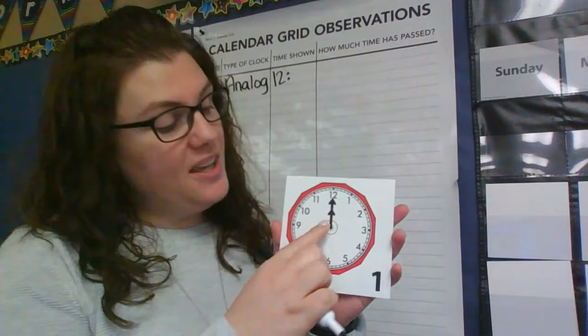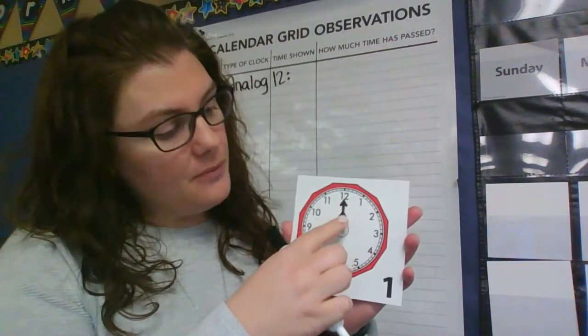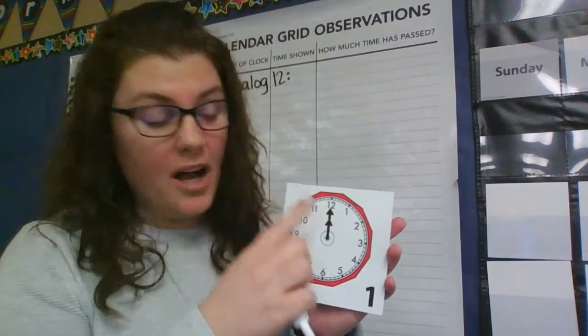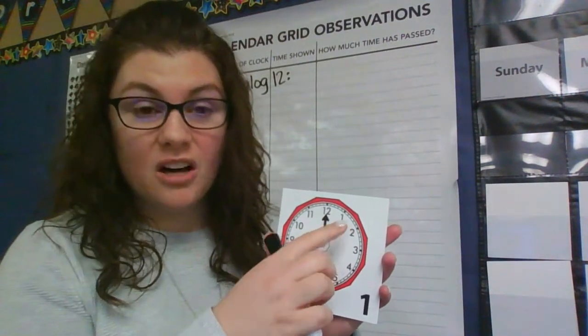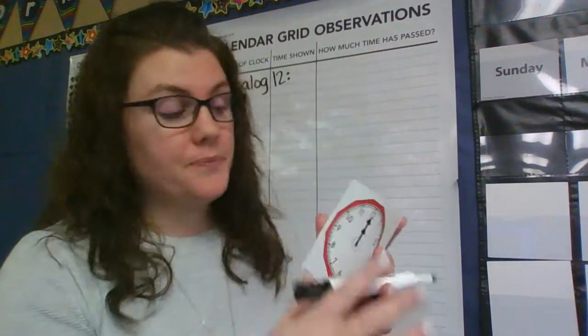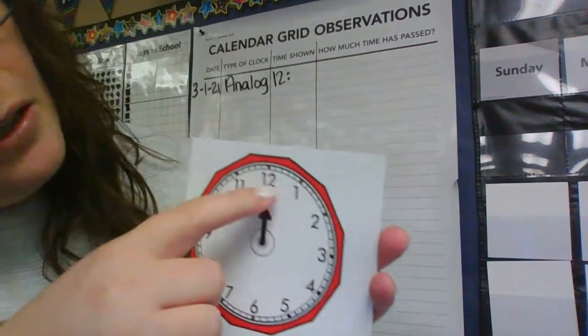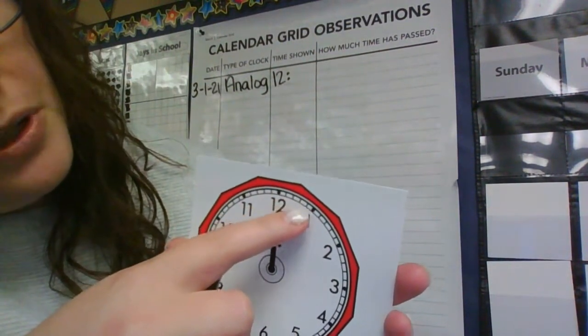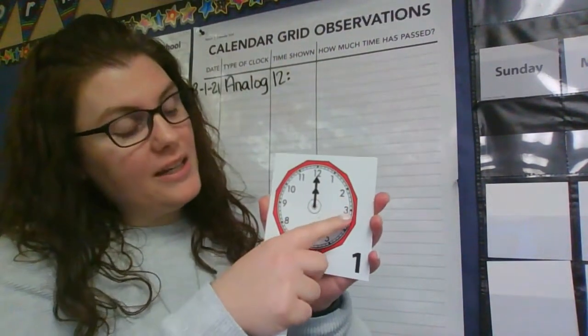So remember, when we're looking at an analog clock, if the hour hand is pointing to the 1, that means it's 1 o'clock. But if the minute hand is pointing to the 1, it actually means it's 5 minutes. Notice how there's little itty bitty marks in between the 12 and the 1. There's 1, 2, 3, 4, 5. So that means every number on an analog clock represents 5 minutes.